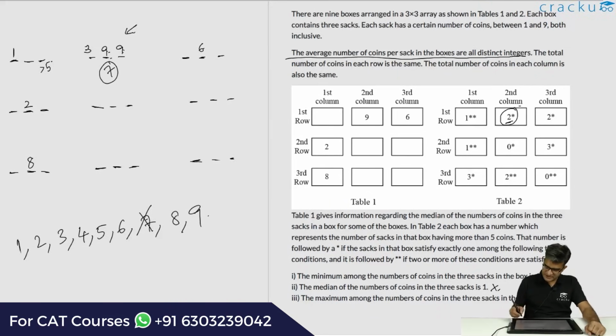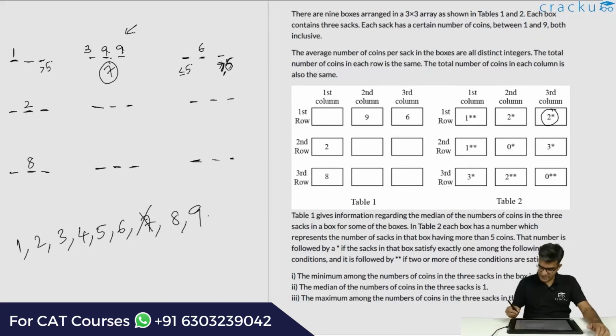Let us look at the third box in table 2, this information. Here we are told that two numbers are greater than 5. So this number is also greater than or equal to 5, which is kind of known because if the median is 6, the largest number will be greater than or equal to 6. But let's just write it. This is greater than 5, which is obvious. We can actually say that this is greater than or equal to 6. And this number is less than or equal to 5.